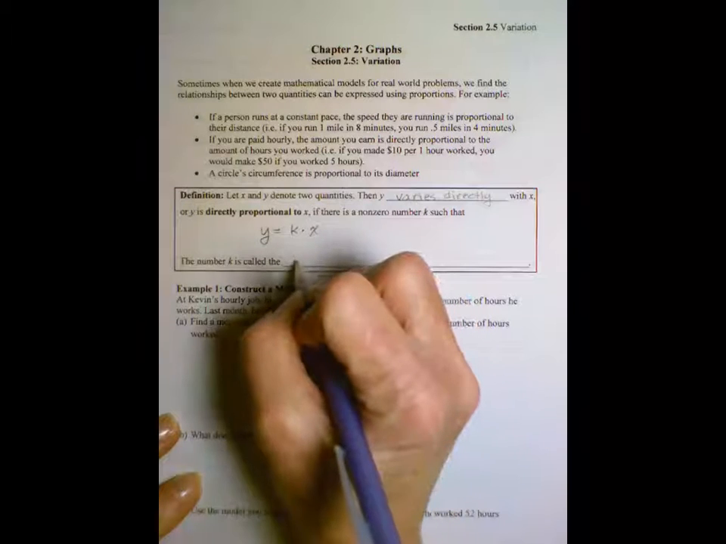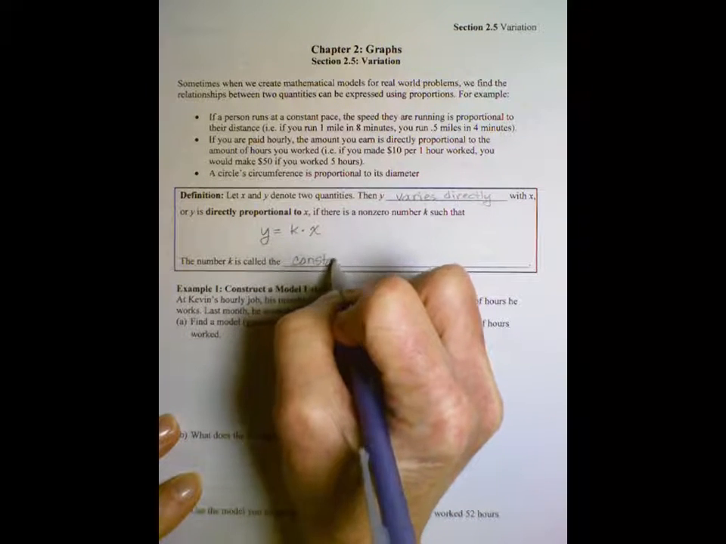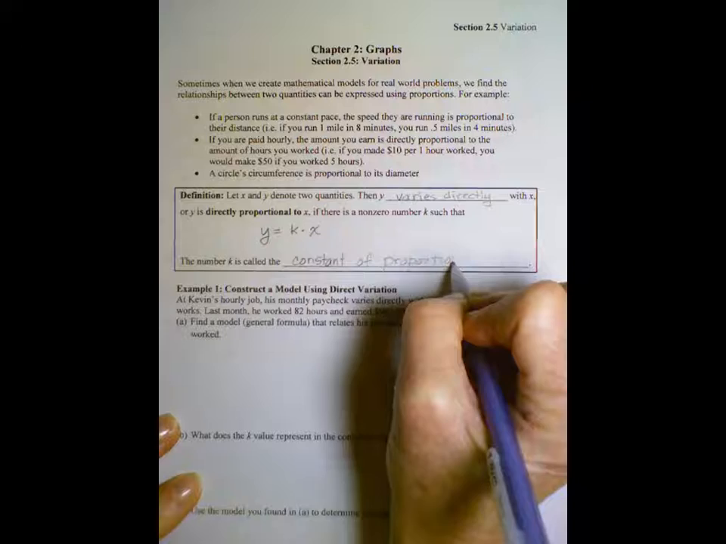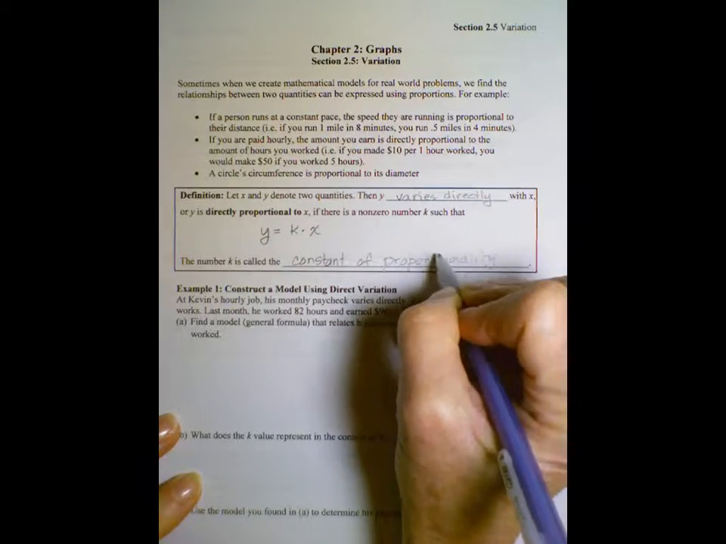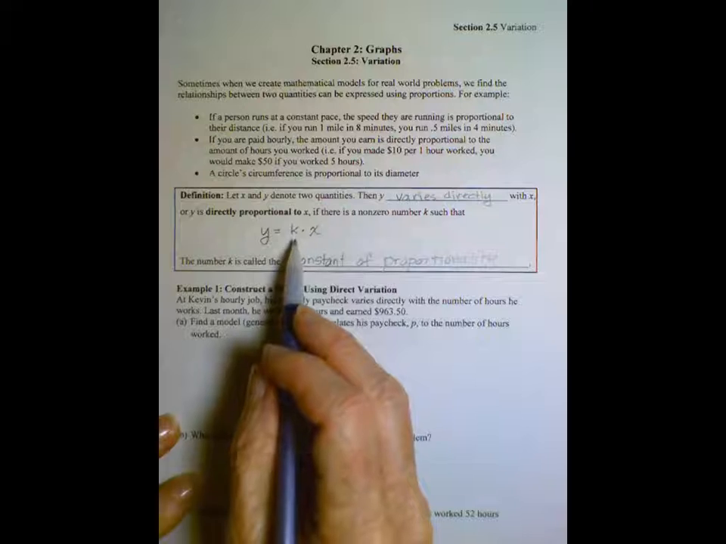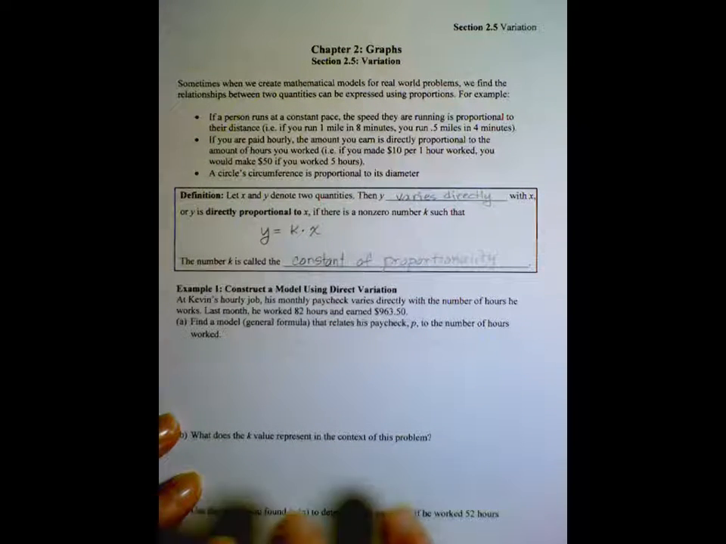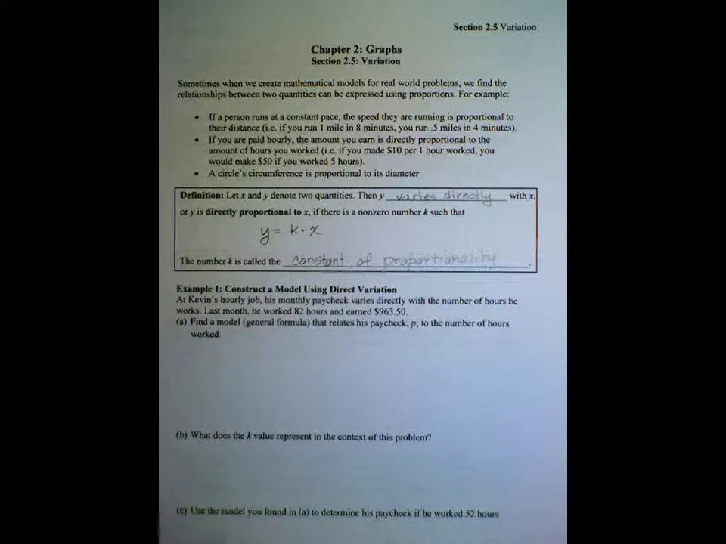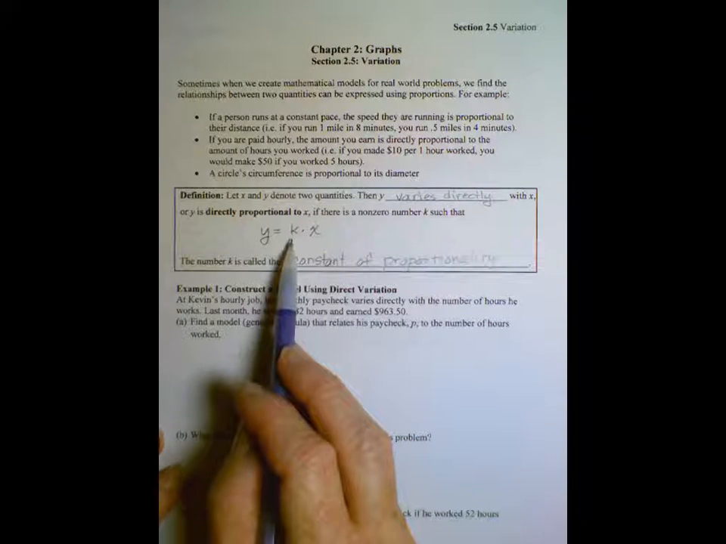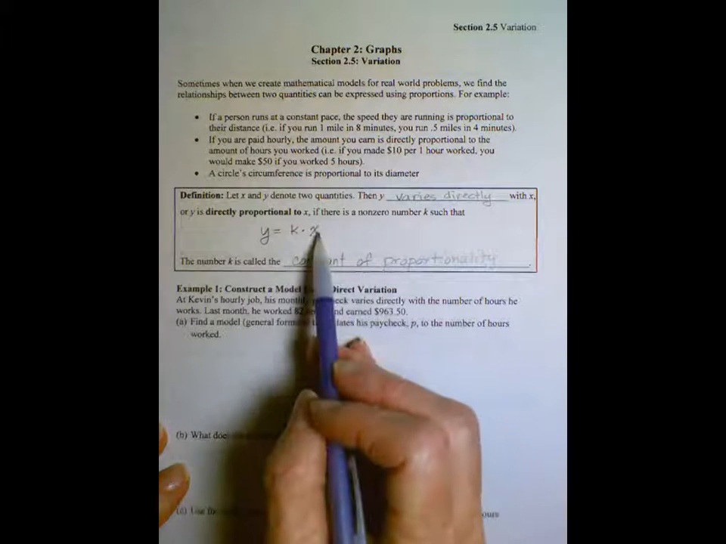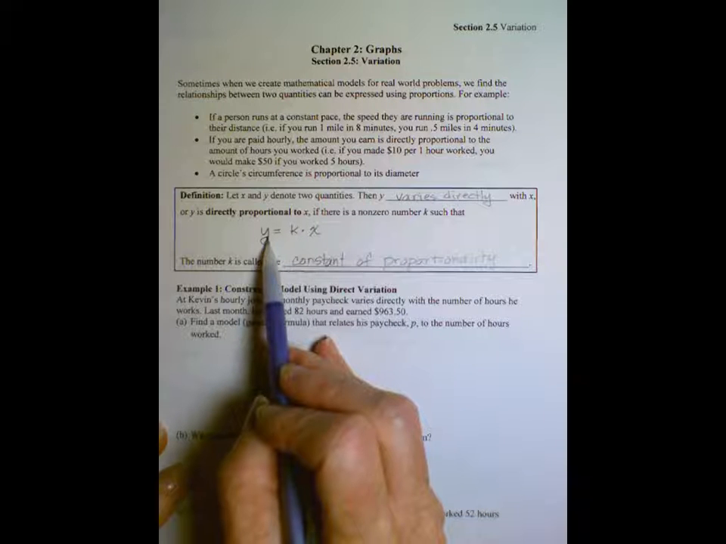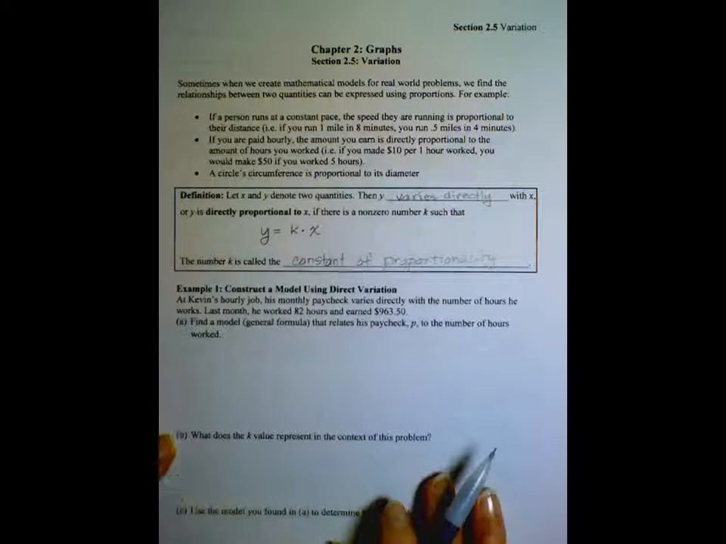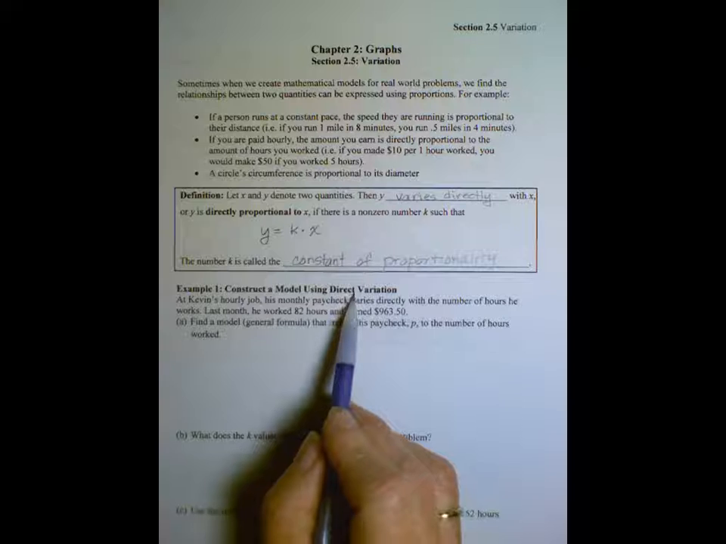The number k is called the constant of proportionality. It stays the same for each unique problem, right? Depending on each different scenario, k is a constant, and then x and y change directly for this type of variation. What does that mean? That means as x increases, y will increase. If x decreases, y will decrease. They work together directly.